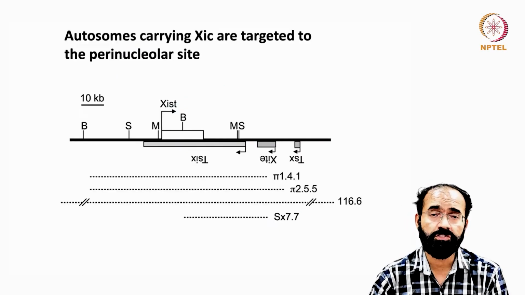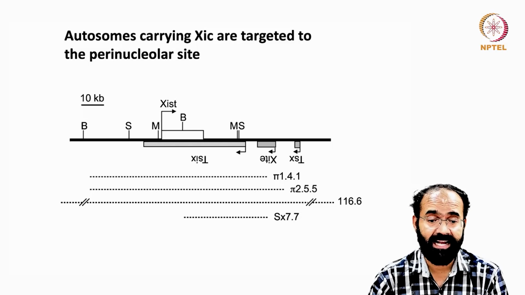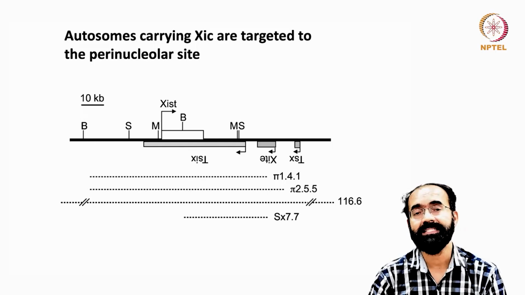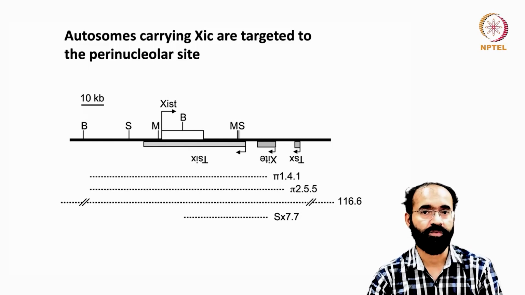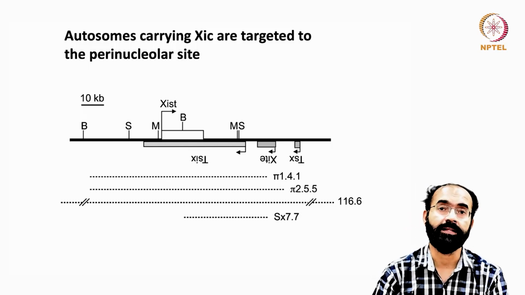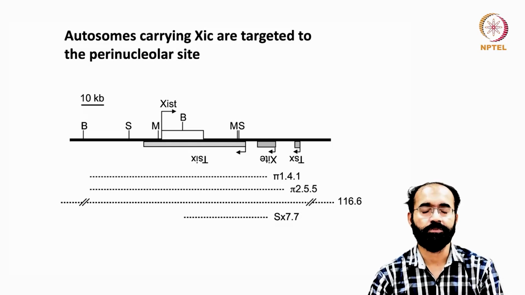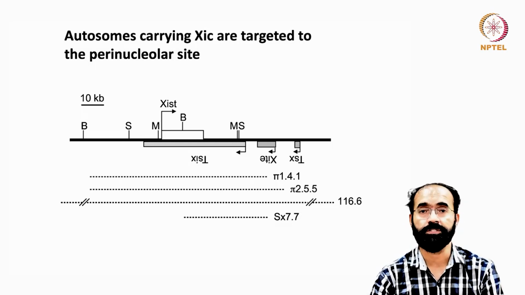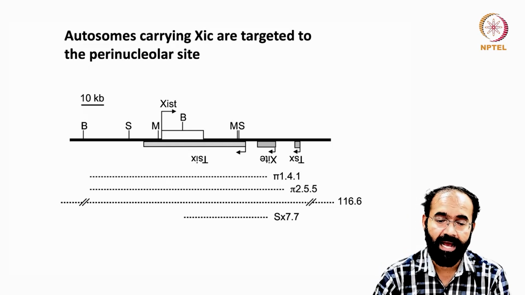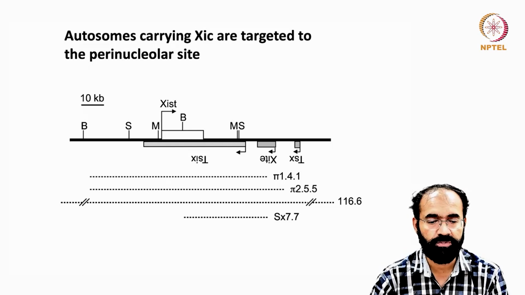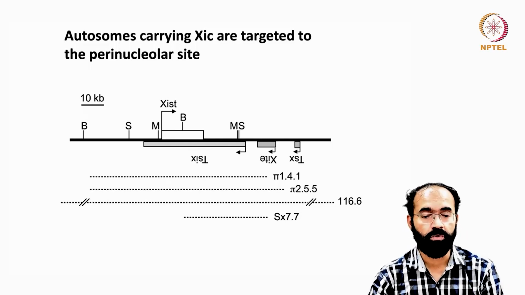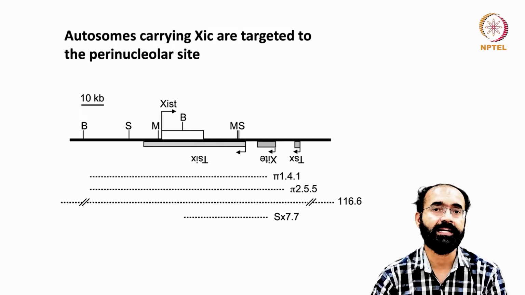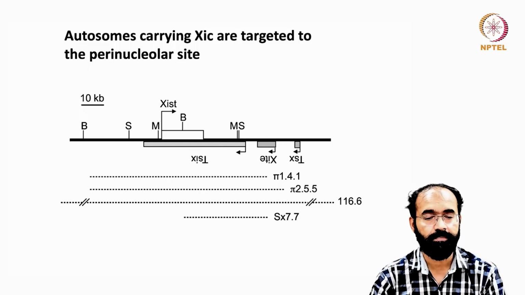Autosomes carrying the X-inactivation center are targeted to the perinucleolar site. So you take the X-inactivation center portion from the X chromosome and insert it onto another chromosome, which is an autosome. Autosomes, in the case of human, are chromosome number 1 to chromosome number 22. So you take this X-inactivation center and put it onto any other autosome. You see that this chromosome now goes closer to the perinucleolar site. So this indicates the X-inactivation center has something to do with association with the nucleolus.